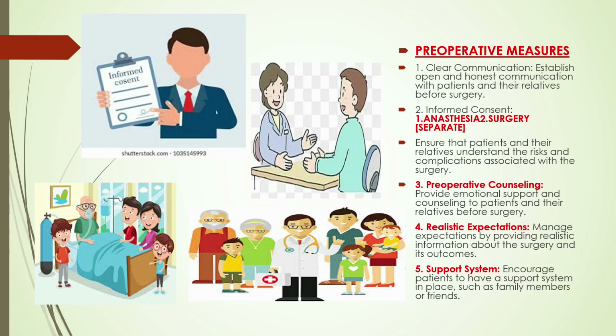Anesthesia consent and surgery consent should be separate. Anesthetist consent should be taken by the anesthetist. Surgical consent should be taken by the surgeon. The anesthetist should do a pre-anesthetic checkup. If he wants, he can do extra investigation. He may delay the procedure if he thinks the patient is not fit. And the surgeon also explains all risks and complications associated with surgery.